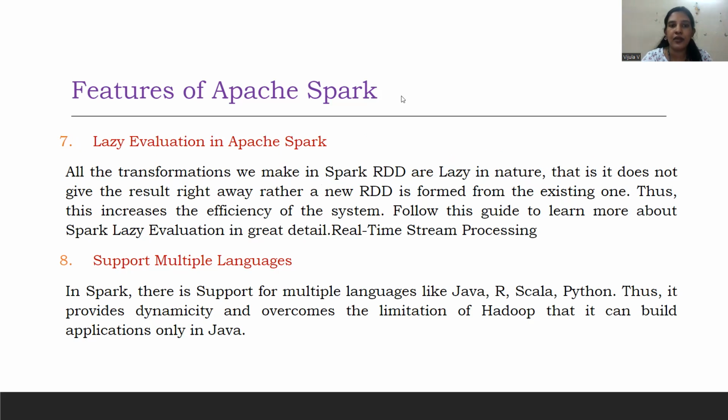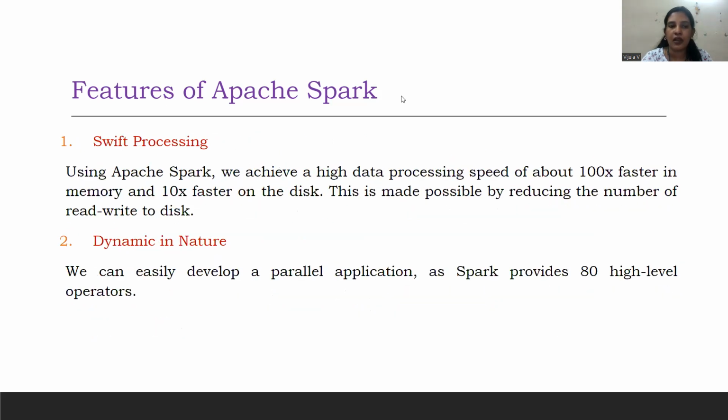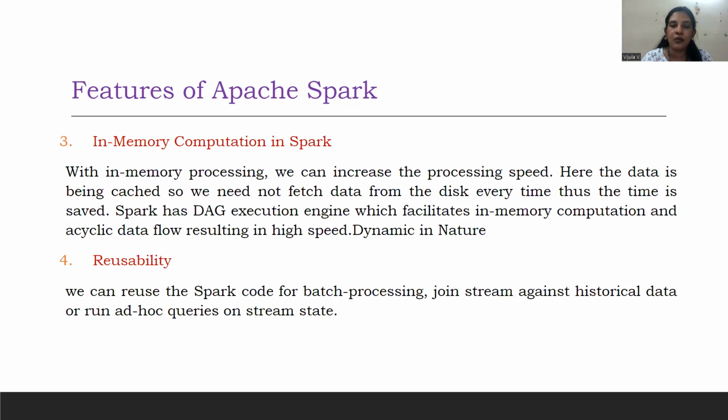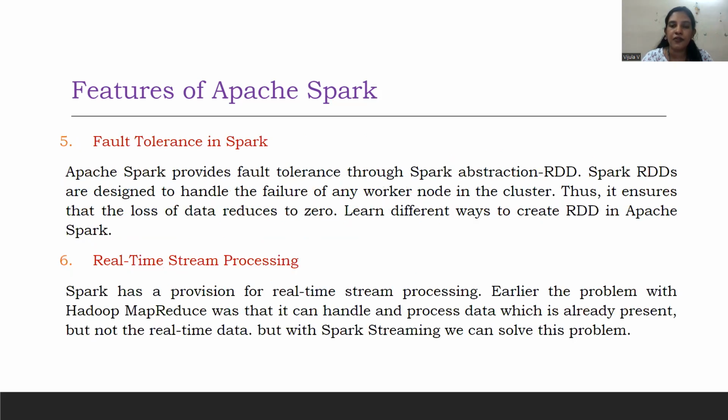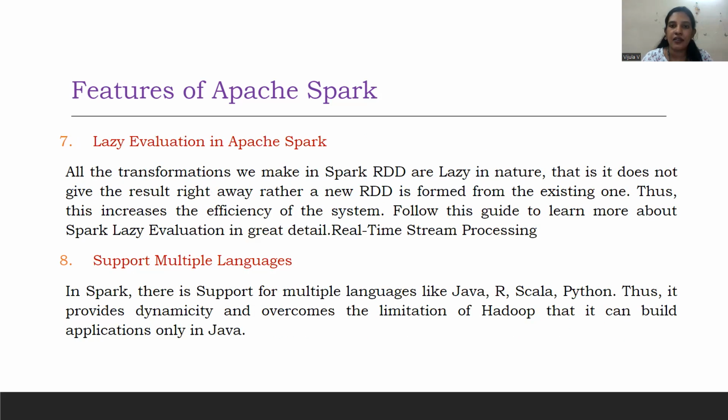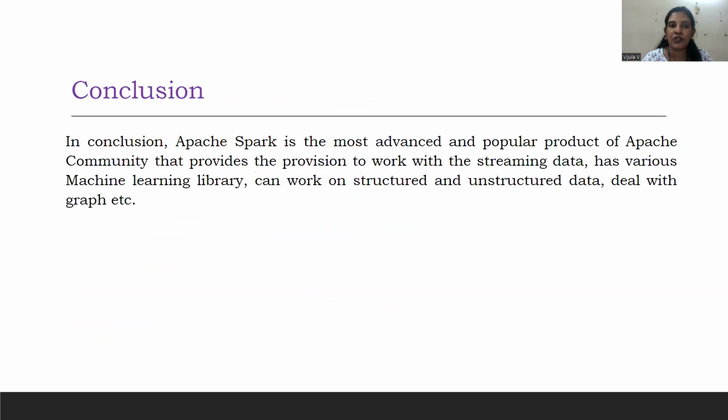So we were able to see 8 features of Spark. I'll go through them again. The first one was swift processing. The second one was dynamic in nature. The third one was in-memory computation in Spark. The fourth one, reusability. The fifth one, fault tolerance in Spark. Sixth one, real-time stream processing. Seventh one, lazy evaluation in Apache Spark. Eighth one, support for multiple languages.